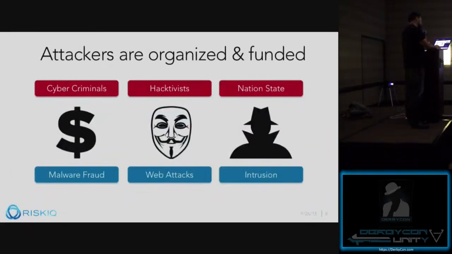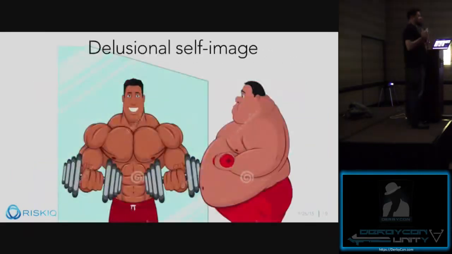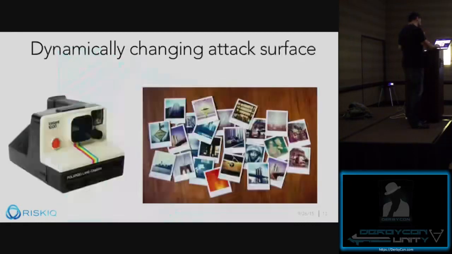Attackers are organized and well-funded. Most organizations, when I first talk to them, have a very delusional self-image of what they look like on the internet. They think they have this nice hardened perimeter and have their asset inventory under control. And on average, we find about 35% more assets on the internet doing some form of business than the security team realizes they have. It can be as high as 4 or 5x, but it's usually a pretty substantial weight gain than they perceive in their own heads.